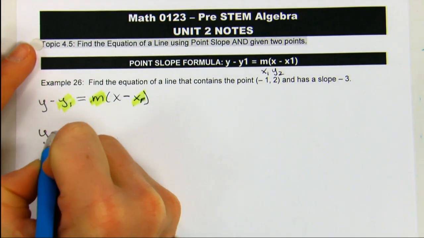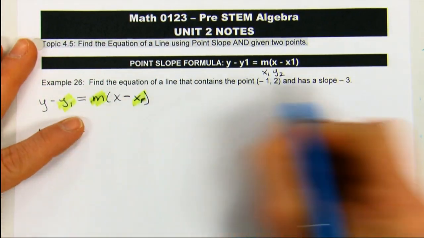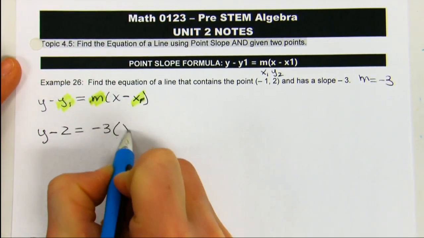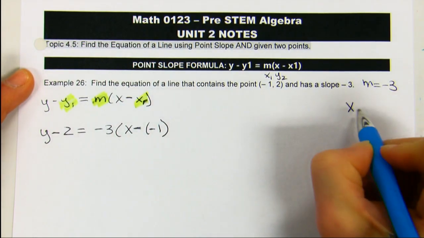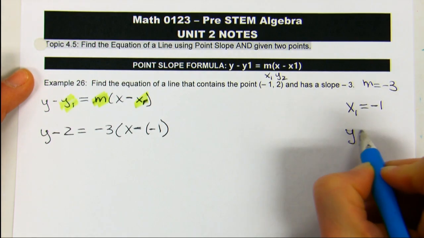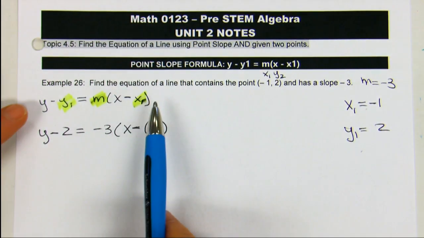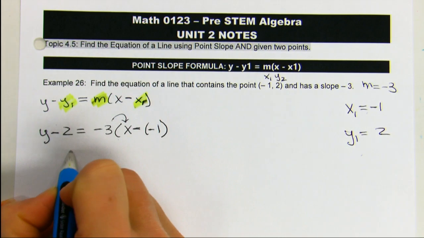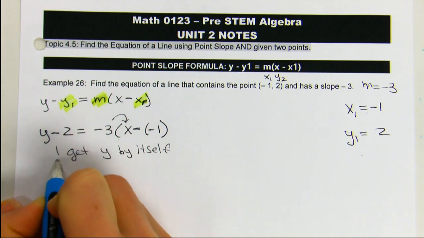So we say y minus whatever my given y is, so in this case it's a 2, equals, I know my slope, remember m equals -3, so -3 times x minus my given x, which is a -1. So if you'd like to see that information listed over here a little bit more, you could, but that's what we plugged in, these three things into this equation. Then you need to turn it into slope-intercept form. So all that means is we want to get y by itself. So your next step would be get y by itself after you've done this.